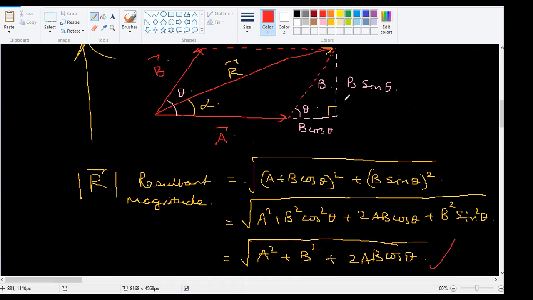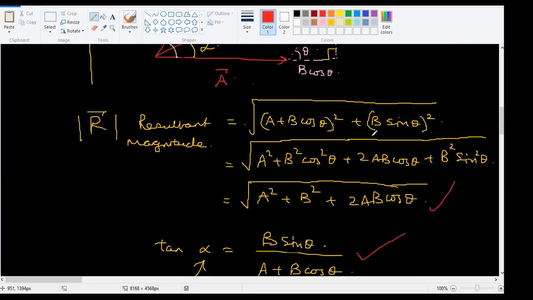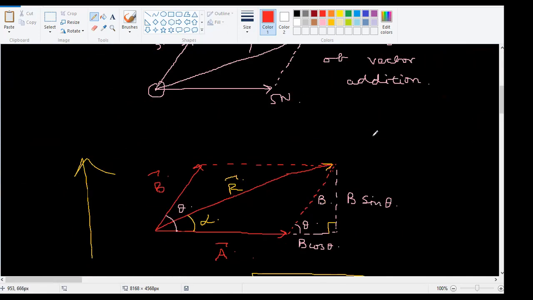If I forget this, I will draw this and I can say tan alpha is opposite by adjacent. So b sin theta divided by a plus b cos theta. That's all. So this is what we have done so far. Vector addition is what we have done so far, and we have studied 3 special cases. And this is what is called the parallelogram law of vector addition.